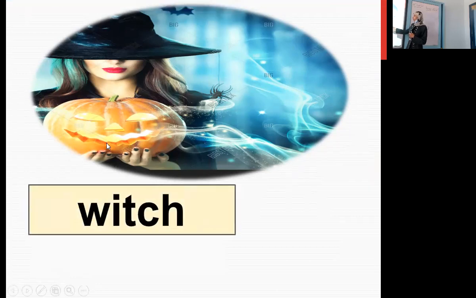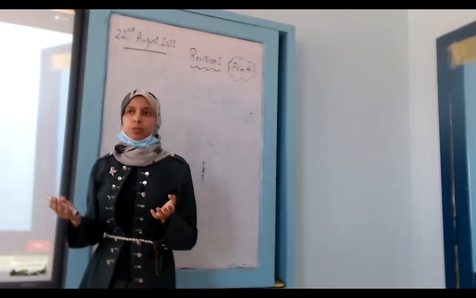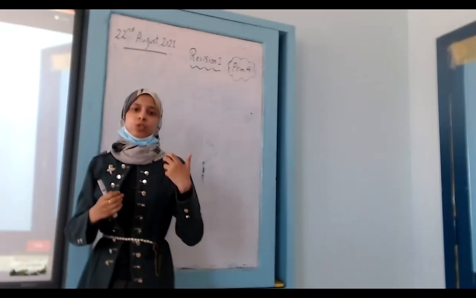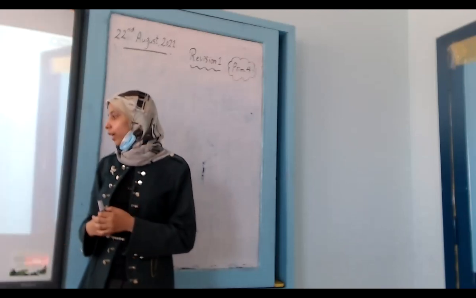And what about this picture? She's a girl. She's doing something magical, something that other people cannot do. So it's called witch. Witch means a person, it can be a girl or a man or a boy, that can do something that other people cannot do. They can say that we can do harm to someone and we can help someone. So this is called witch.